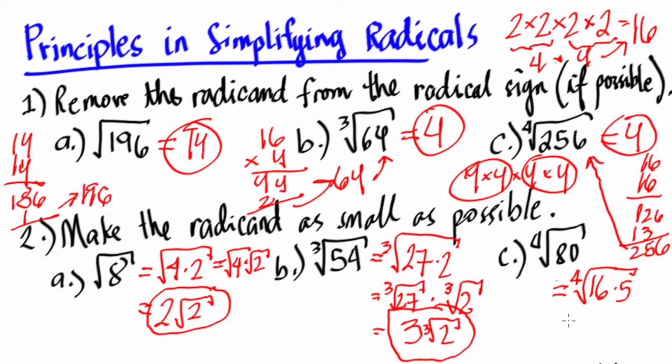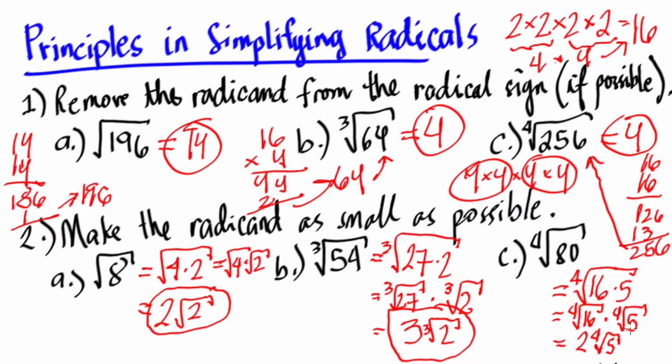Okay, so we know that again this can be distributed. This becomes the fourth root of 16 times the fourth root of 5. The fourth root of 16 is equal to 2, while the fourth root of 5 cannot be taken out of the radical form, so we'll just write it as it is. That will give us 2 times the fourth root of 5. That's 2 times the fourth root of 5.